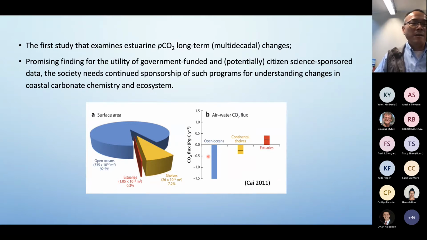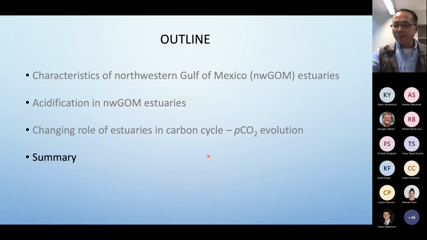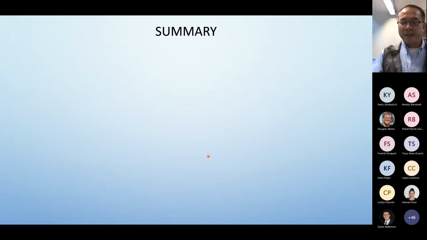Because of all this effort, society as a whole really needs continued sponsorship of these kinds of programs, and even citizen science, combining all the resources together so we can have a better understanding of the changes in coastal carbonate chemistry and also in the ecosystem. All right, so at last, let me summarize. I'm running slightly behind.